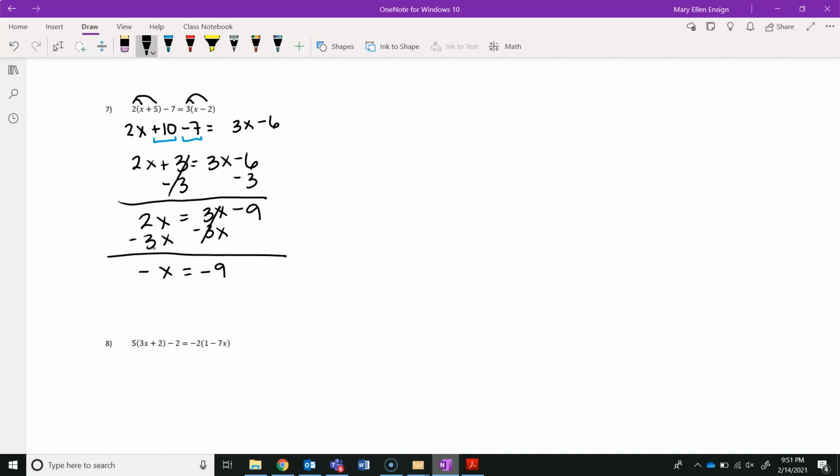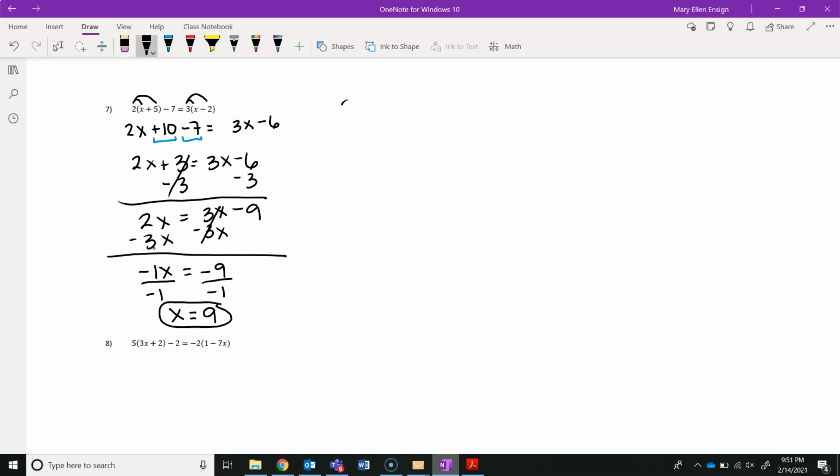Now thinking about this for a minute, this is not just 1x and I'm done. This is minus 1x. I want to know what x is, not what negative x is. So I'm going to divide by negative 1, just like I would divide by any number that's there. So negative 1 divided by negative 1 is 1. Negative 9 divided by negative 1 is 9.